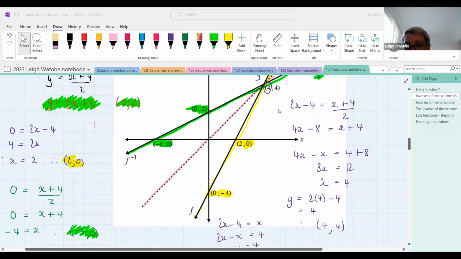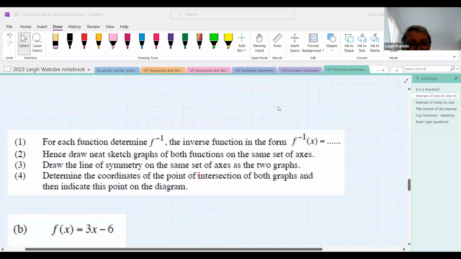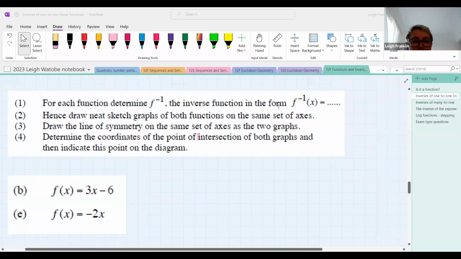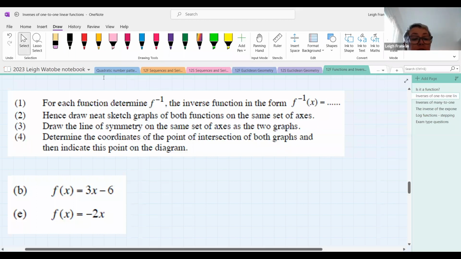I'm going to move down now, and I'm going to give you guys an opportunity to try a couple of questions. Okay, so this is for you. So for each function, I want you to determine the inverse in the form f to the minus 1 of x equals. Then you're going to draw a neat sketch of both functions on the same set of axes, just like I showed you. All right, make sure you also draw in the line of symmetry and that you label it. And then I want you to determine the coordinates of the point of intersection of both graphs, and you're going to put that on as well. So it's exactly the same as what I've just showed you how to do.